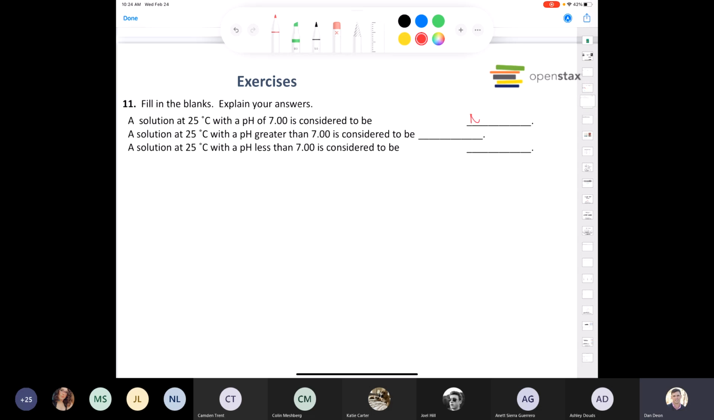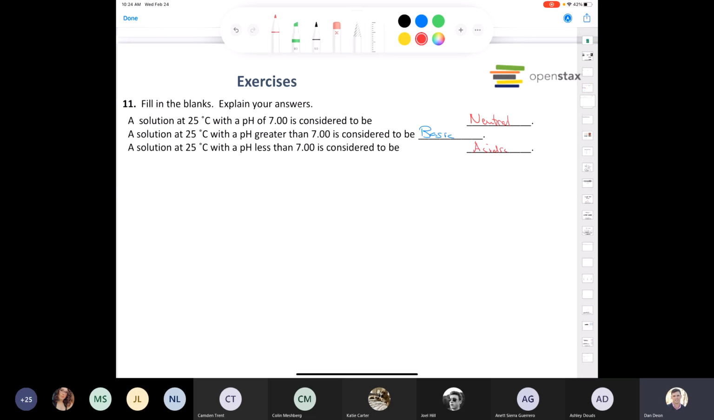Yeah, thanks. Absolutely. It's going to be neutral. What about if you have a pH greater than 7? What if the pH is higher than 7? Yeah, it's basic, right? If it's higher than 7, it's basic. And if it's lower than 7, it's acidic.